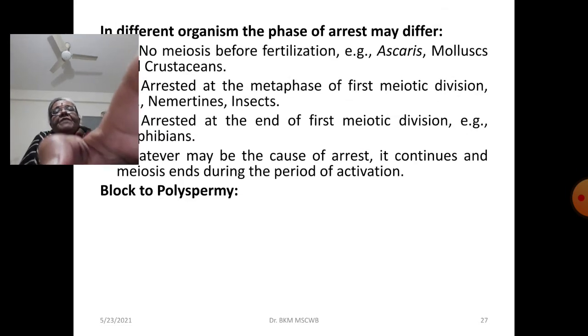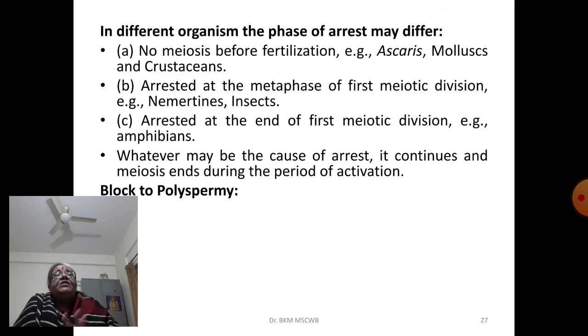Now, what happens in which group of animals we will see. No meiosis occurs before fertilization in the case of Ascaris, Dentalium, mollusks and crustaceans. One category. Second category, the meiosis is arrested at the metaphase of first meiotic division in the case of insects and nemertines. Then, third category, arrested at the end of meiotic division, for example, amphibians. So in different organisms, the phase of arrest differs. But whatever may be the cause of arrest, now it continues and meiosis ends during the period of activation. Very important concept to note down.